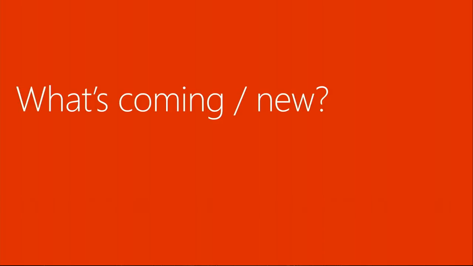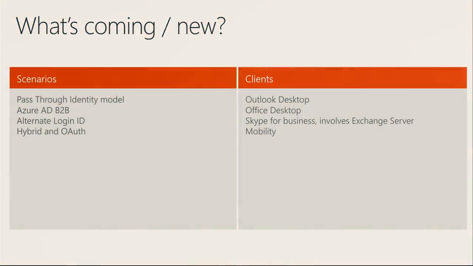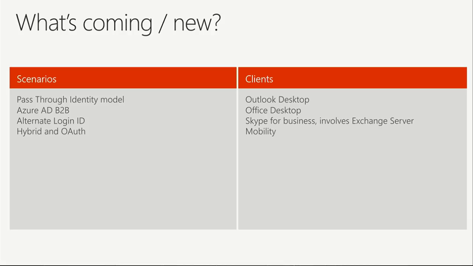I'm going to talk a little bit as well on what is coming and what is new. This was released: the pass-through identity model. That was actually announced yesterday. Azure AD B2B is also relatively new. Alternate login ID, we're going to look into that a little bit. And hybrid OAuth with Exchange and Skype. And the clients we're talking about are Outlook Desktop, Office Desktop, and different products, right?